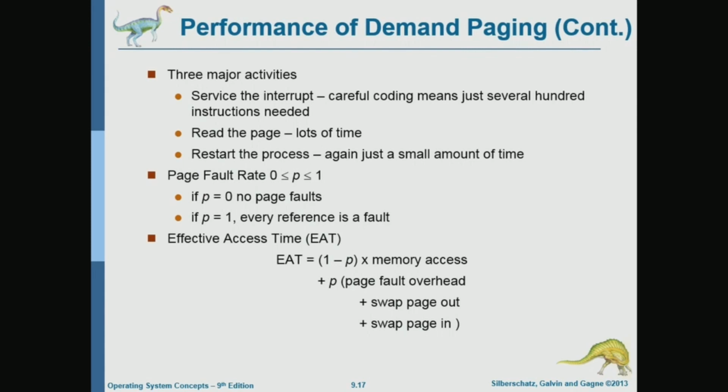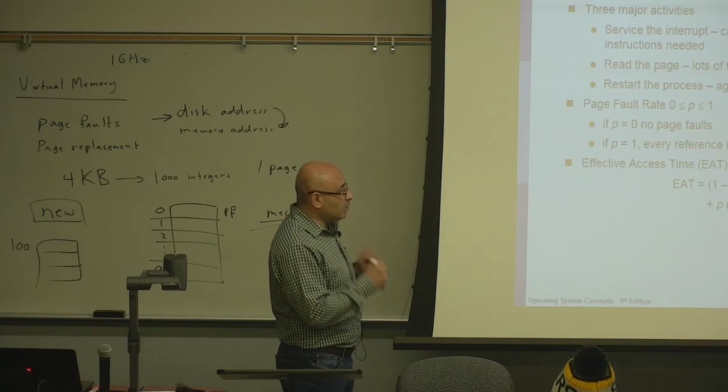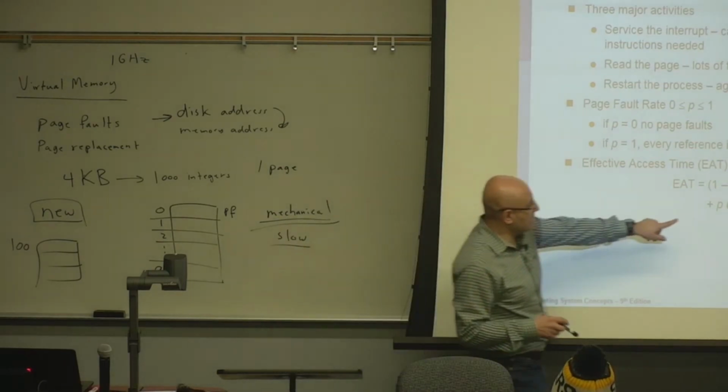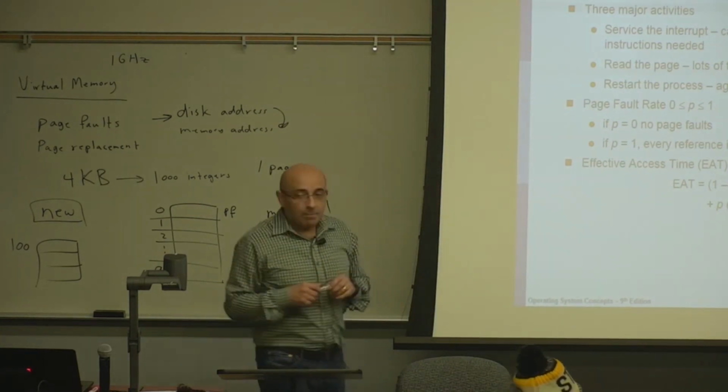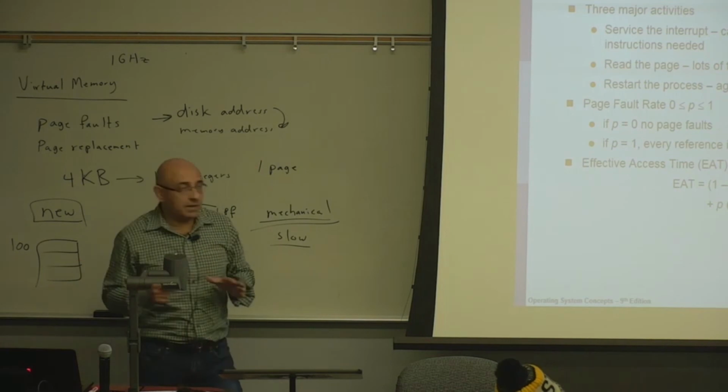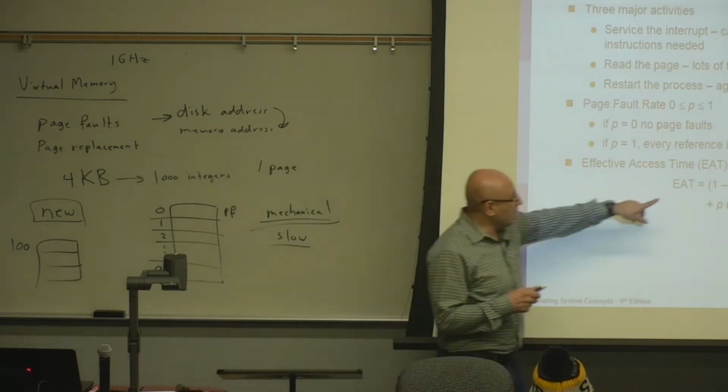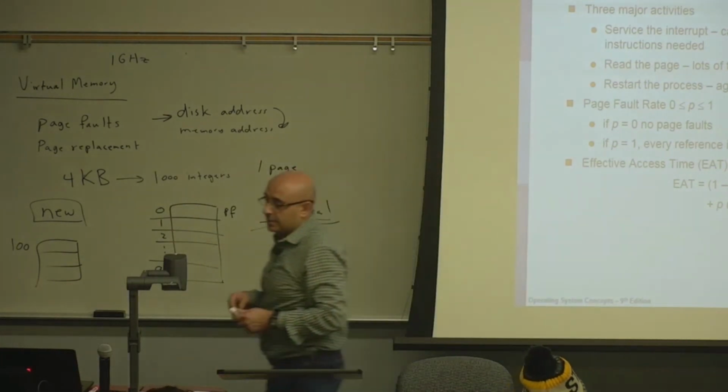Now, the effective access time with page faults. With page faults, our effective access time is just the weighted sum of the access time with no page fault and the access time with a page fault. So P is the probability of a page fault, or the page fault rate, multiplied by the time when there is a page fault, and 1 minus P is multiplied by the time when there is no page fault.